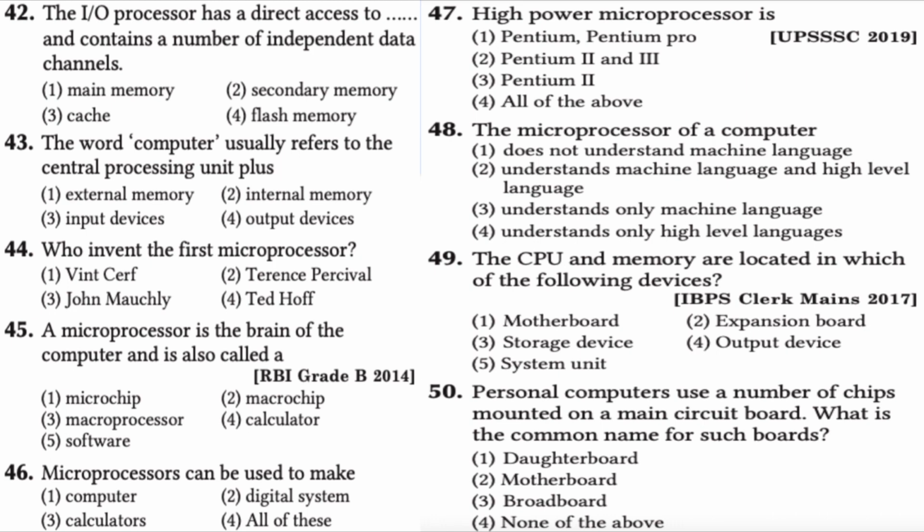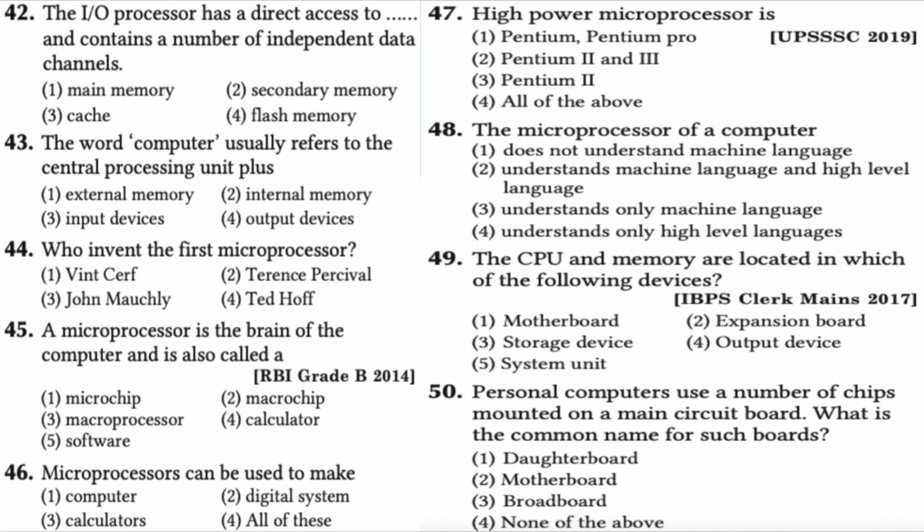Moving on to question 49. The CPU and memory are located in which of the following devices? Here, the correct answer is 5. System unit. The CPU and memory are located in the system unit, the main housing of a computer that houses essential components.